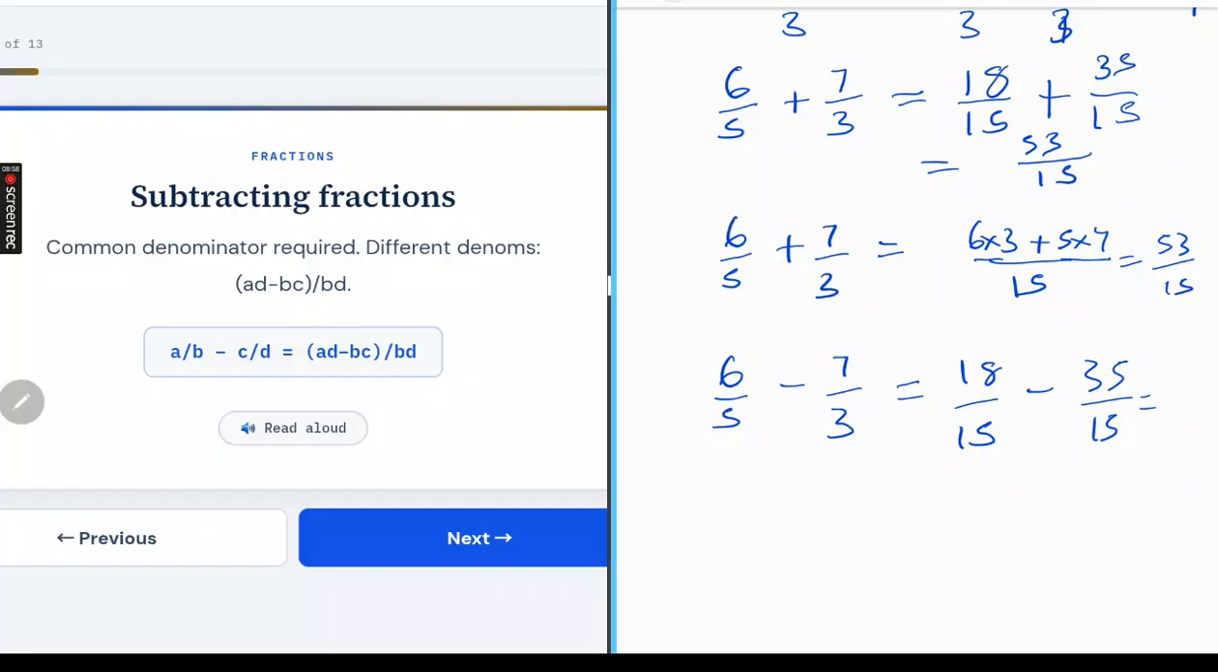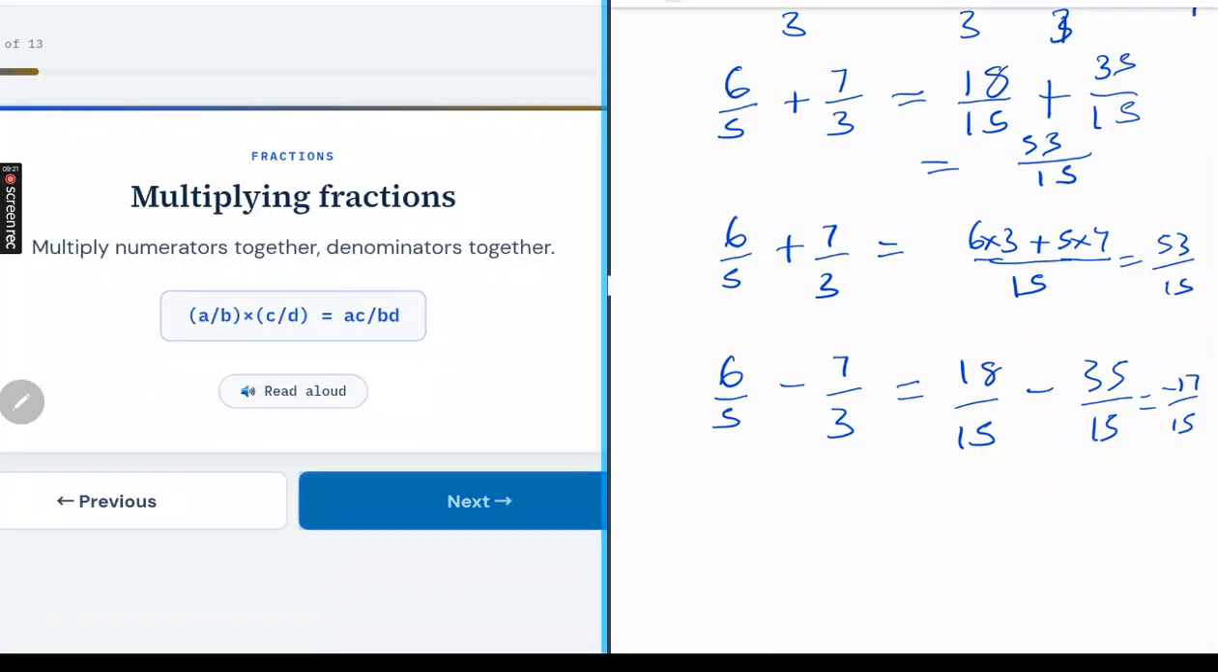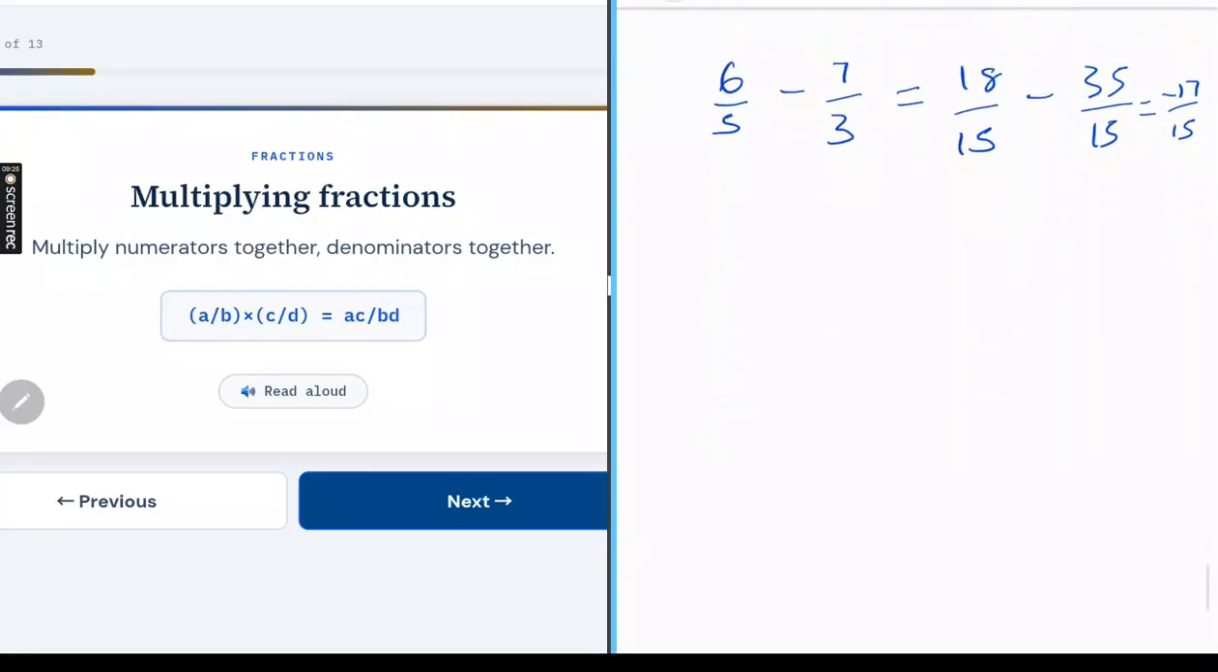Okay, so that will have given us negative. 18 minus 35 is what? 18 minus 17. So that is minus 17 over 15. So if you use the other method too, you will get minus 17 over 15. Let's go now. Multiplying fraction. Just multiply out the fraction.